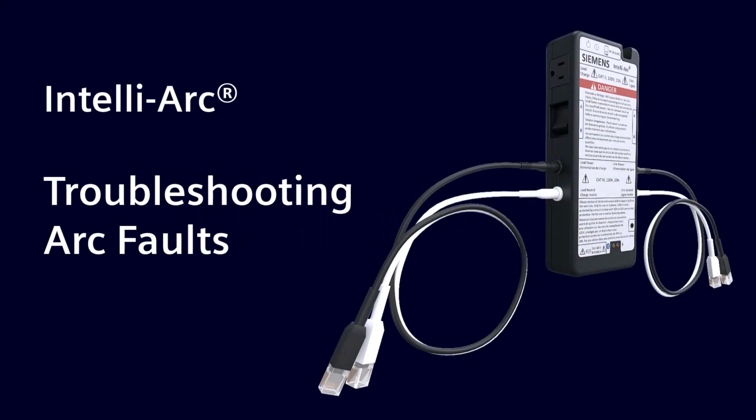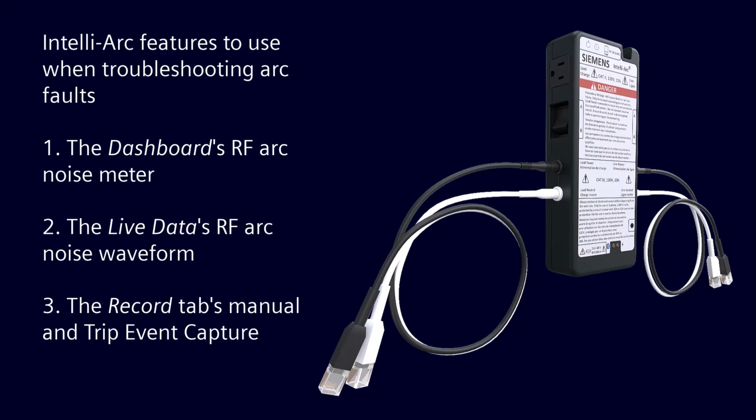In this video, we'll go over the basic steps for troubleshooting an arc fault trip by using the features and actions shown in the previous videos. For arc faults, focus on the RF arc noise meter in the dashboard tab, the RF arc noise waveform in the live data tab, and RF arc noise waveform in the record tab.